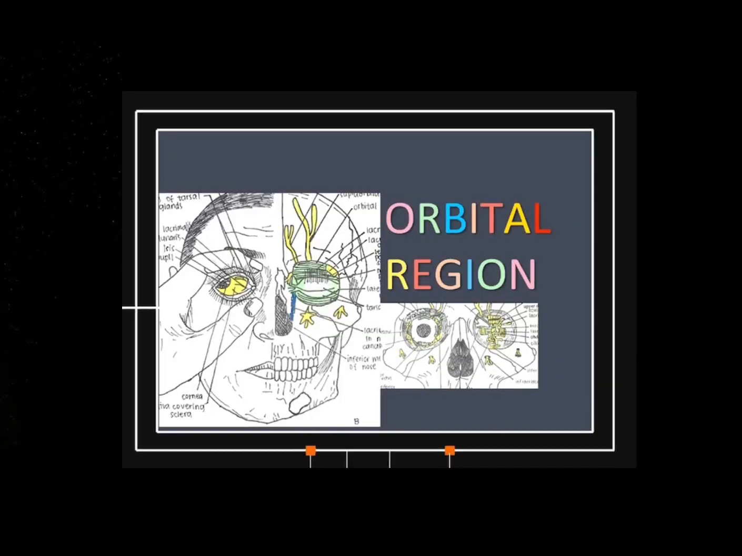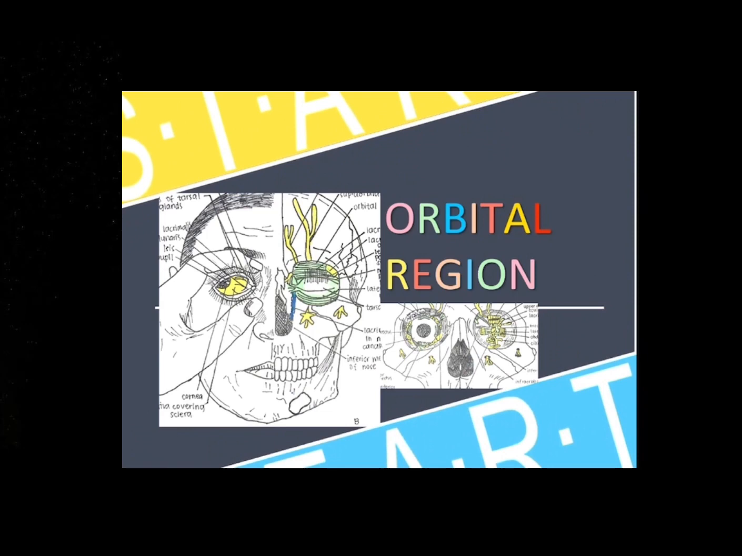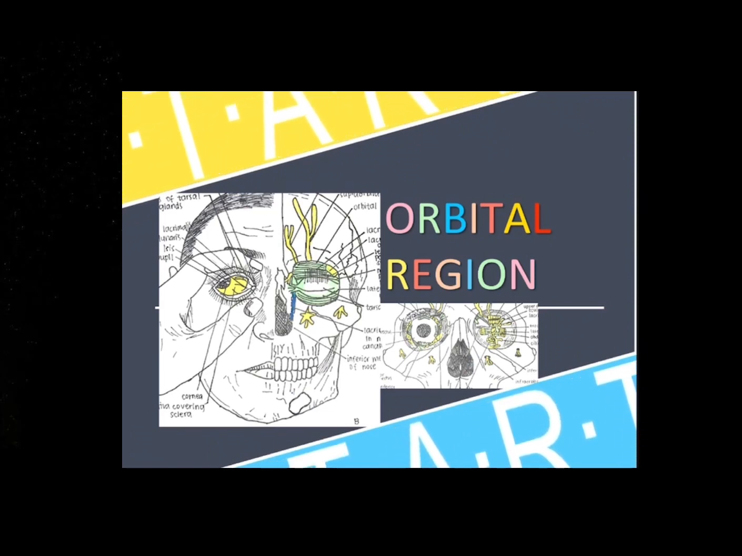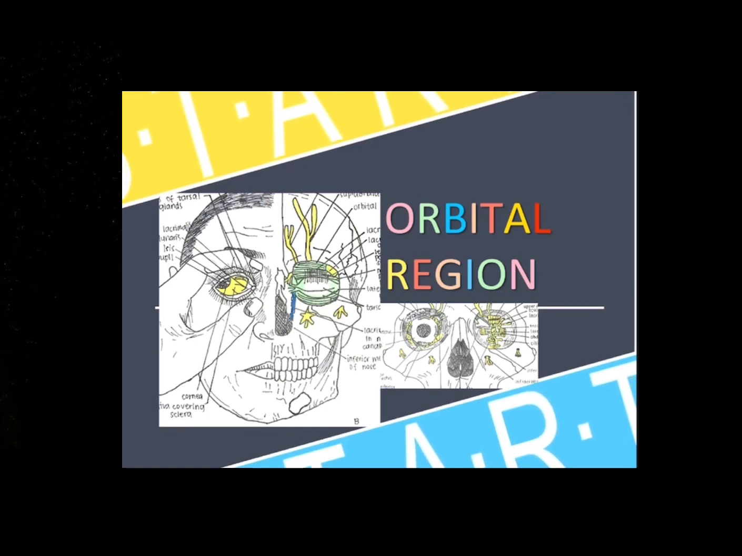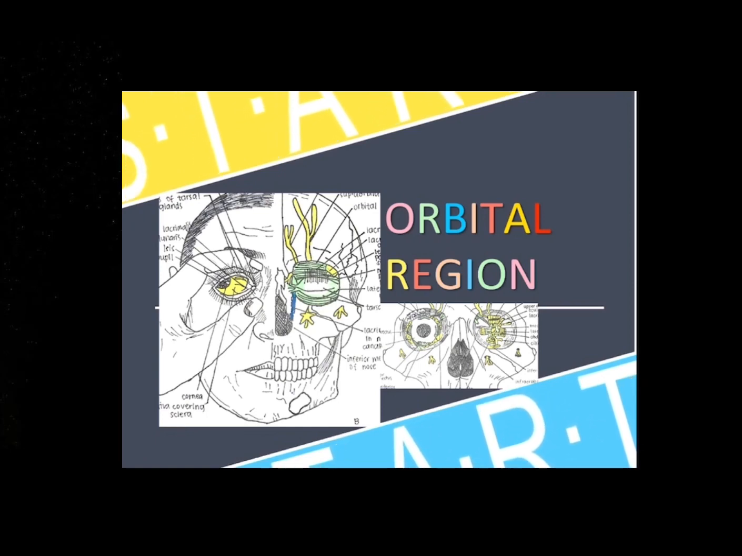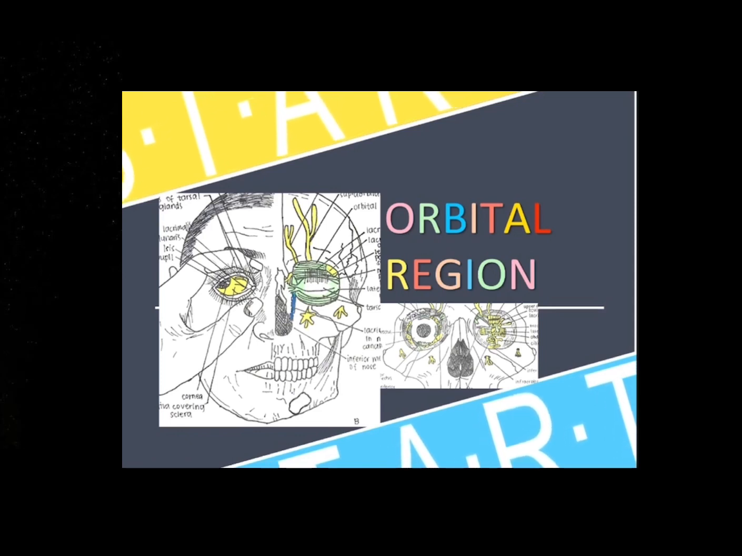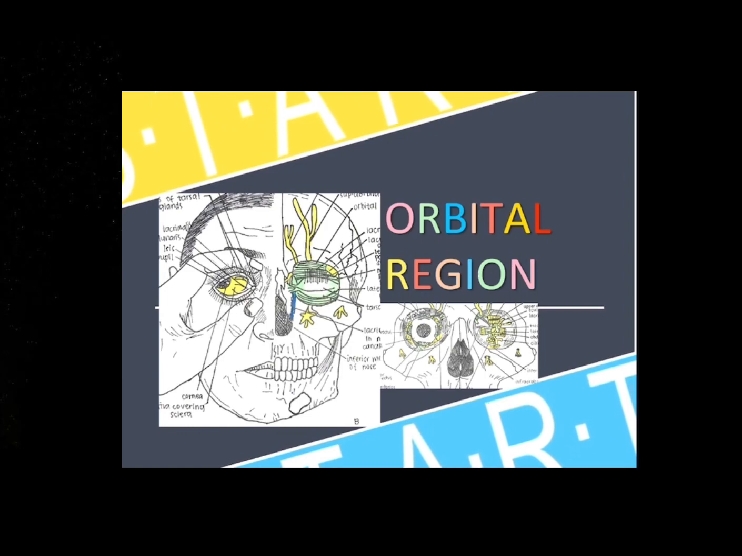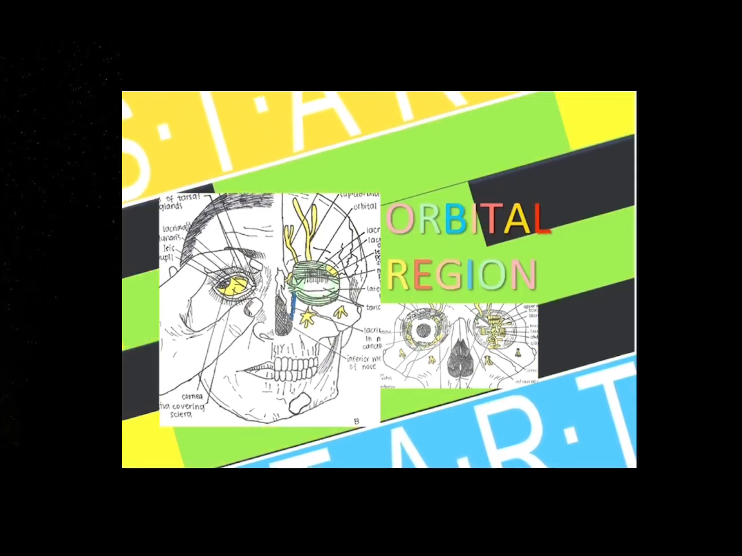Hello everyone, welcome to the orbital region. The orbits are a pair of bony cavities that contain the eyeballs. They are associated with muscles, nerves, vessels, and fat, and most of the lacrimal apparatus. The orbital opening is guarded by two thin, movable folds, the eyelids.